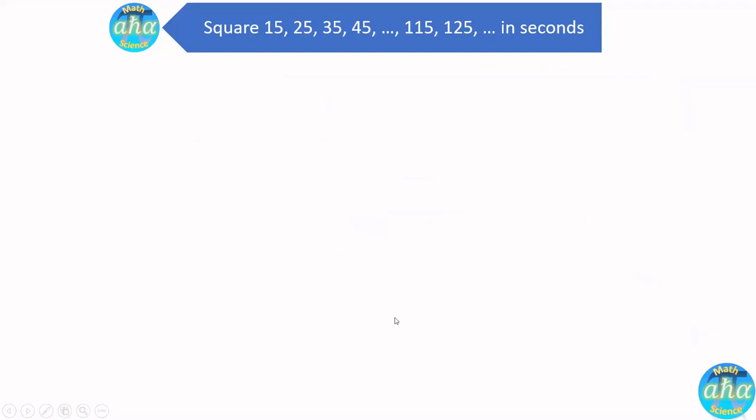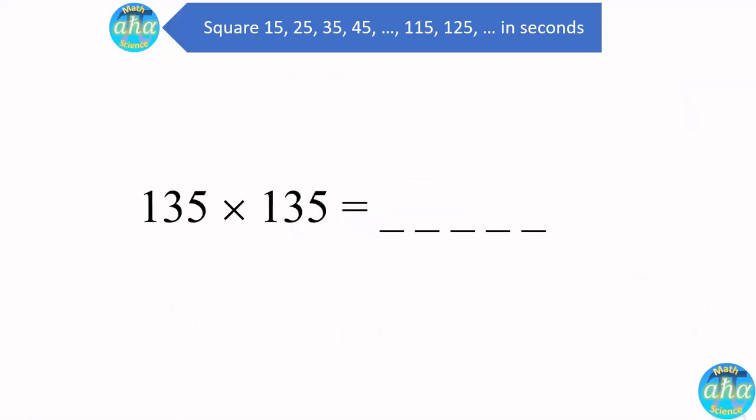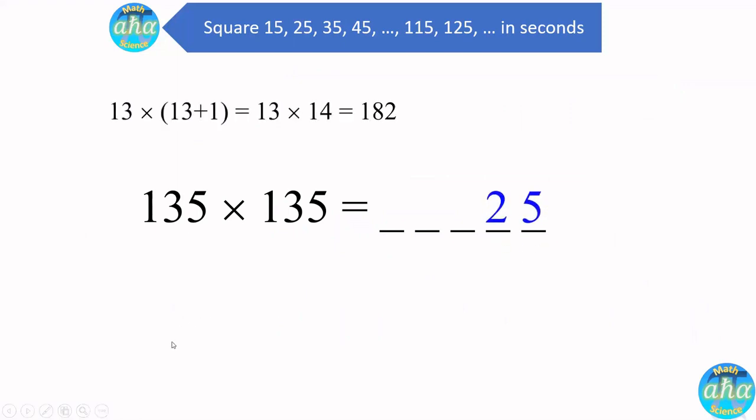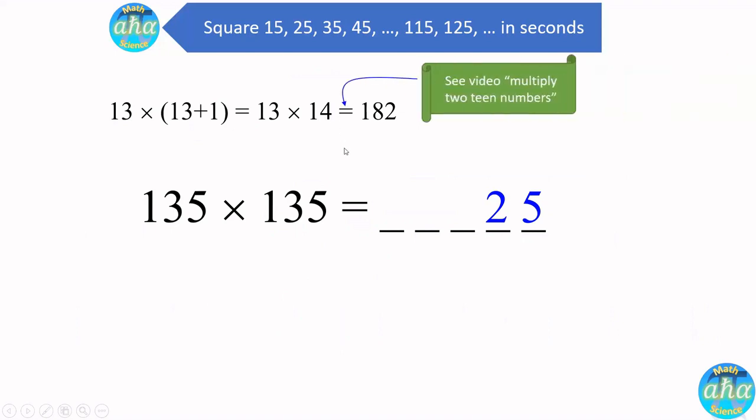Right? And let's look at even more complex numbers, like 135 times 135. We know the last 2 numbers are again 25. What about the hundreds? Oh, it's going to be 13 times 13 plus 1. That's 14. 13 times 14. If you remember that we did a video called multiply 2 teen numbers, you can find it on our channel. And that can be done very quickly. And that gives us 182, also in seconds. And that's going to be the hundreds. So the answer for 135 times 135 is 18,225.